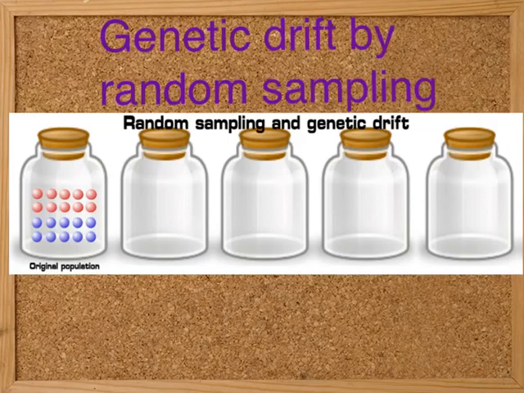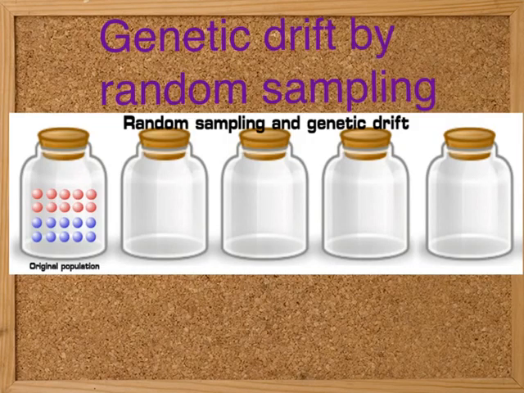Okay, so under genetic drift, there are actually three different concepts, and the first one is random sampling. Genetic drift is changes in the gene pool of a small population due to random chance. The first one is random sampling, and then there's two other concepts, one called the bottleneck effect and one called the founder effect, which essentially force the random sampling.